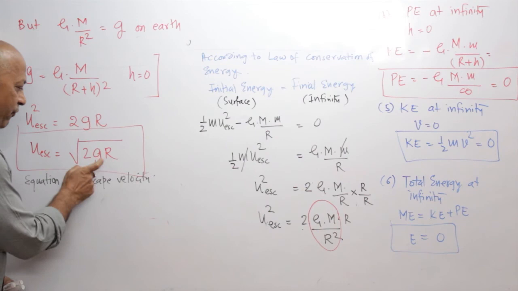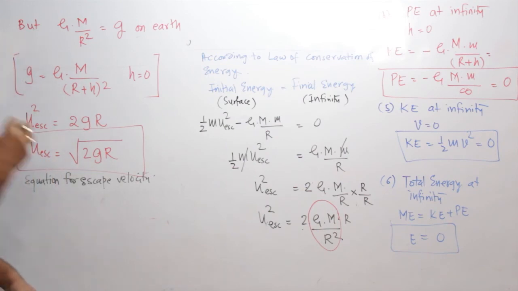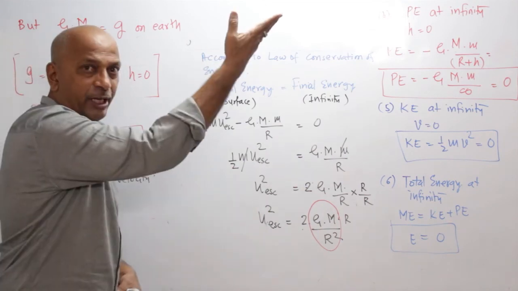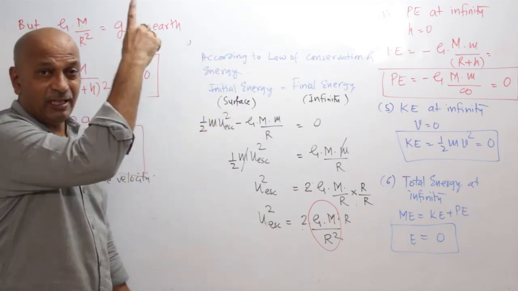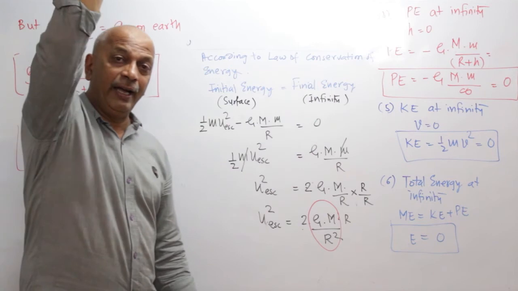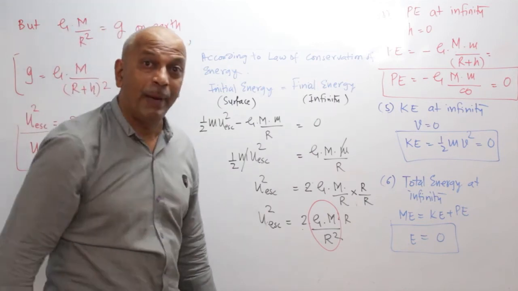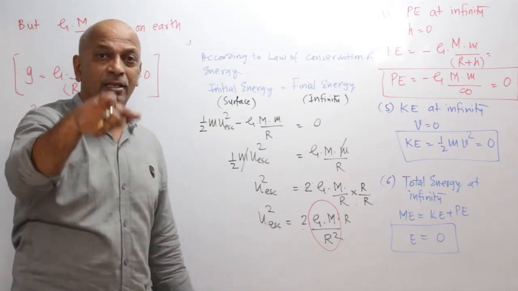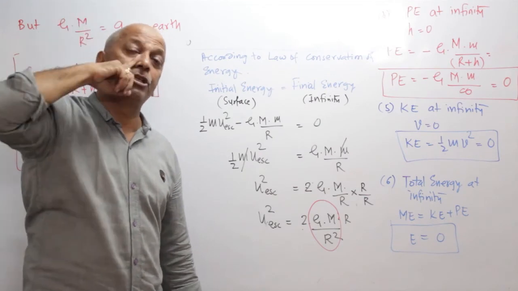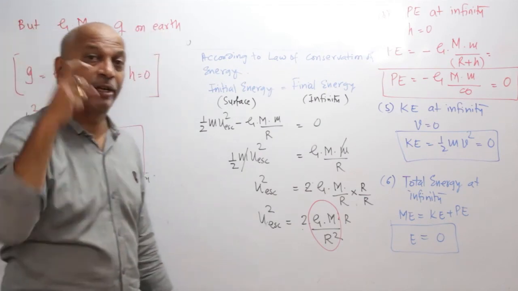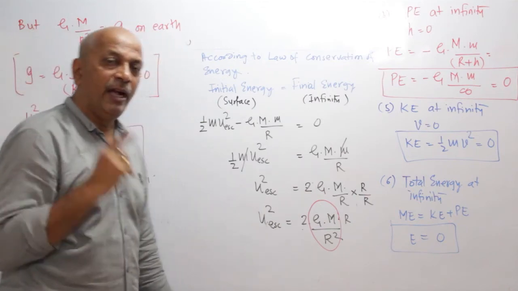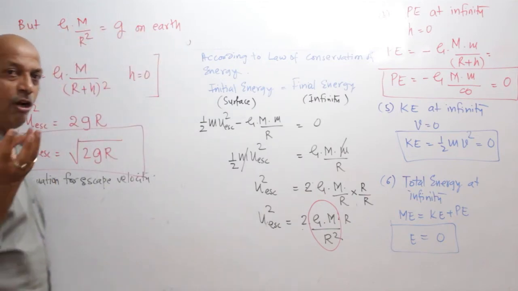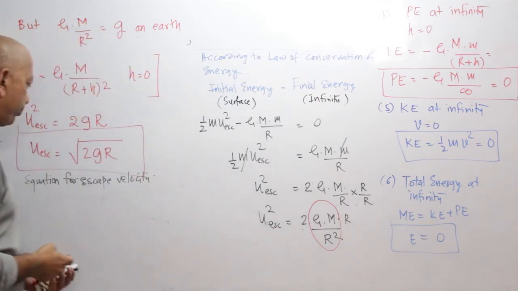After putting in this value, whatever velocity we get, if we throw an object up in the sky with that velocity, it will go up such that it will reach a height where it will not come back to the planet, because the gravitational force at that point will become 0. That point is called infinity, and at infinity the velocity of the object will become 0.